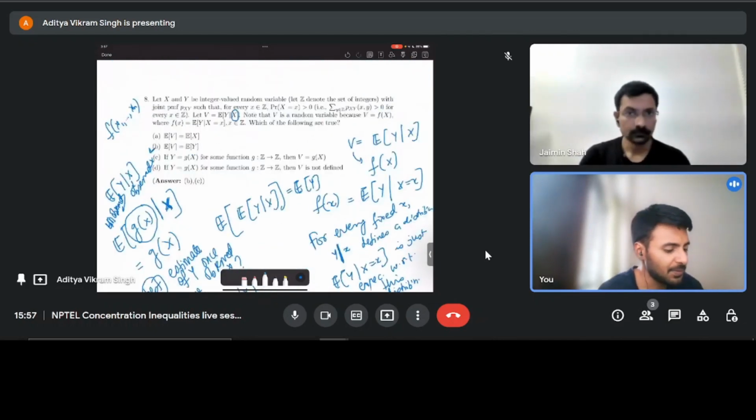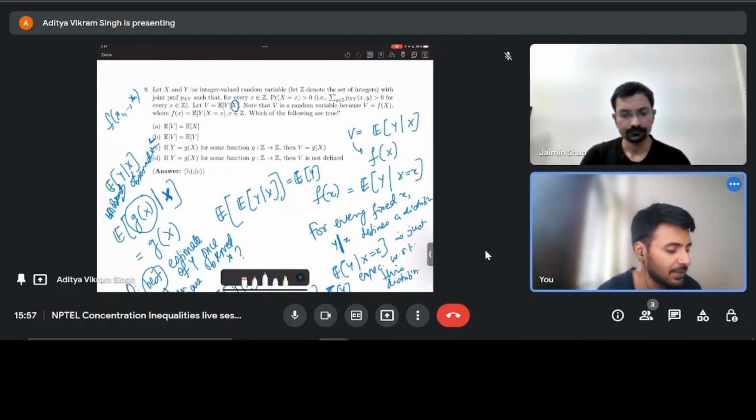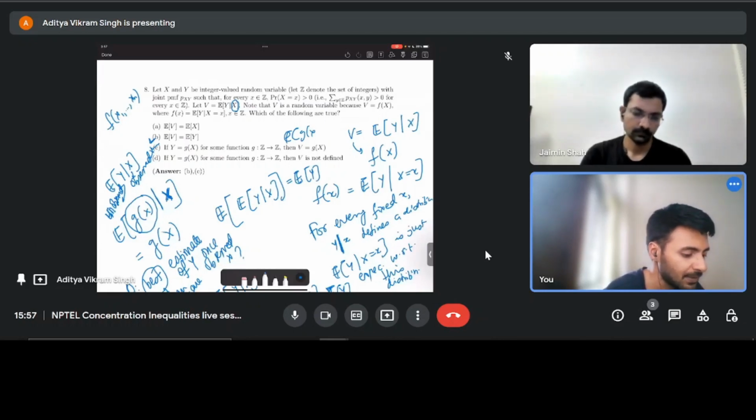Basically, this was just some digression, but C is correct: if y is g of x, then expected value of g of x given x is just g of x, because you have observed x, so your best estimate of g of x is exactly g of x. No problem there. If y is g of x, then B is not defined. Yeah, this is a bogus option.